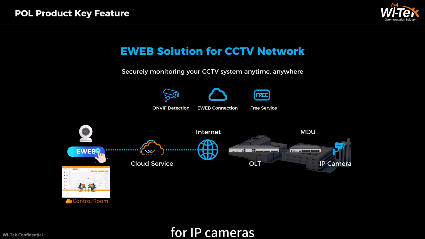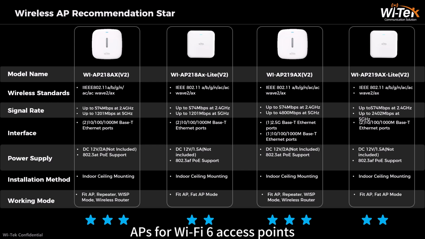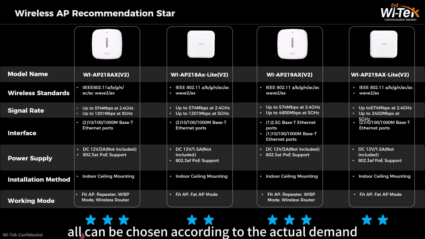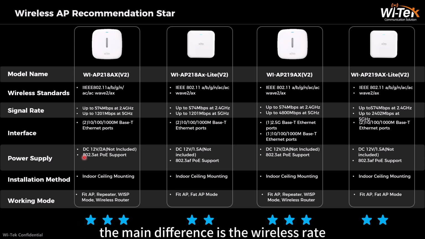For IP cameras, here are the specifications of indoor ceiling mount APs for Wi-Fi 6 access points. All can be chosen according to the actual demand for the project. The main difference is the wireless rate.